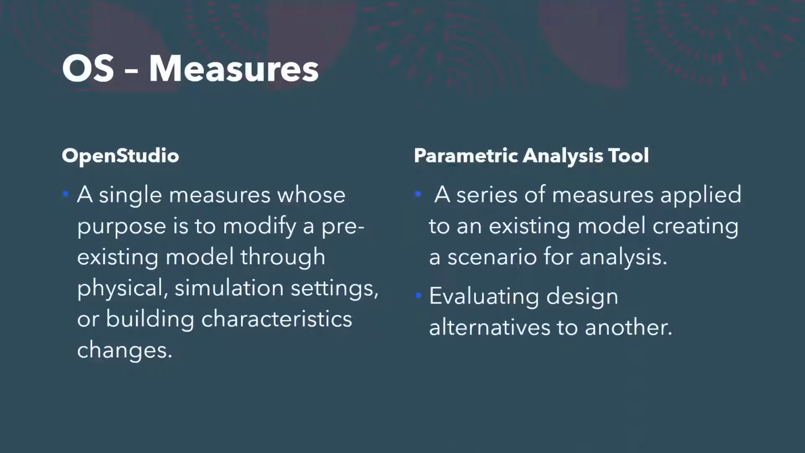So let's get into the differences between using measures in OpenStudio versus the parametric analysis tool. So OpenStudio, it's a single measure whose purpose is to modify a pre-existing model through physical simulation settings or building characteristic changes. The parametric analysis tool is intended to have a series of measures applied to an existing model, creating a scenario for analysis, evaluating the design alternatives to one another.